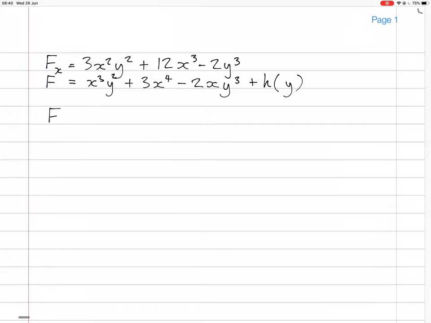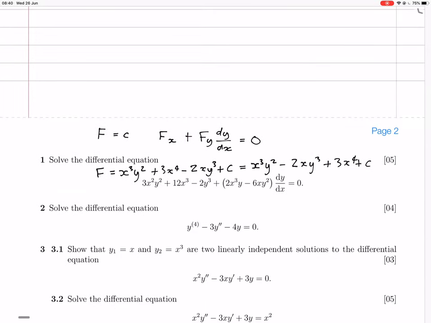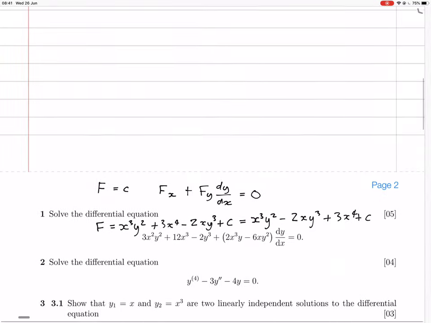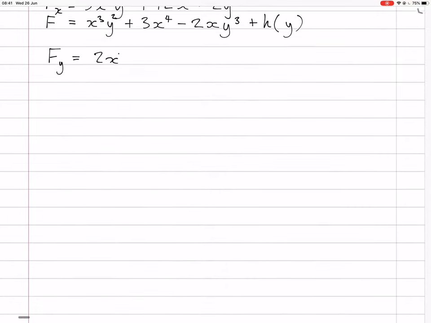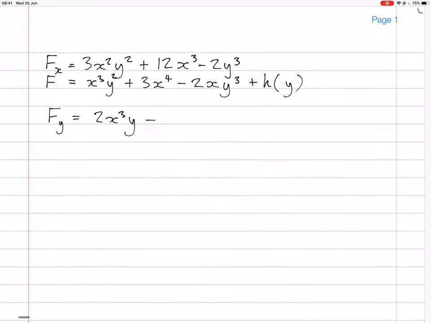And we also have fy equals what? 2x cubed y minus 6xy squared. And so that means that f also equals, now integrating in terms of y, x cubed y squared, and we have minus 2xy cubed, and then plus some function of x.